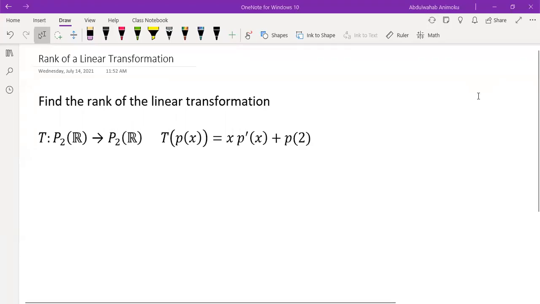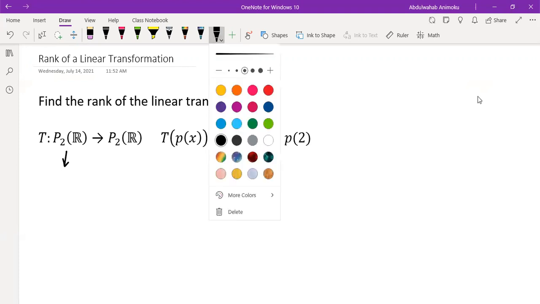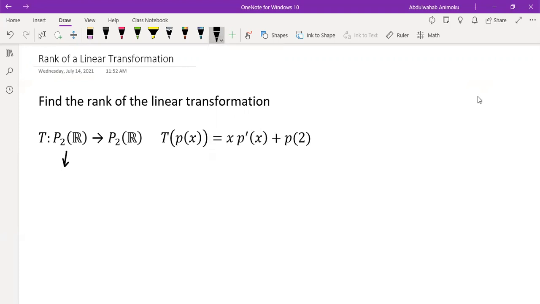In this particular problem, we're looking at how to find the rank of a linear transformation. Now, our transformation is from P2R to P2R, which means the set of polynomials with at most degree 2. So our p(x) would be of this kind, right?